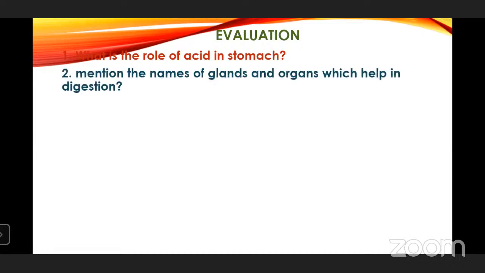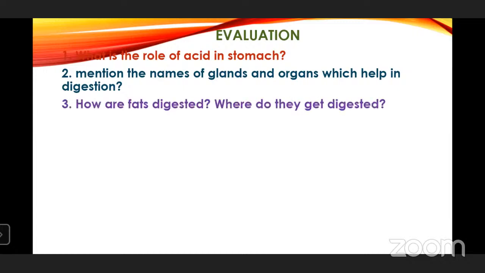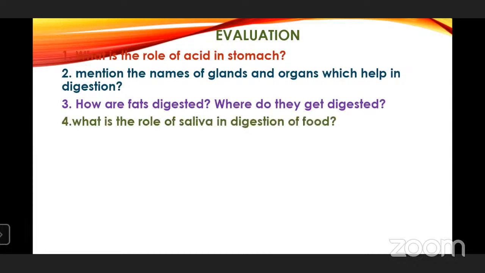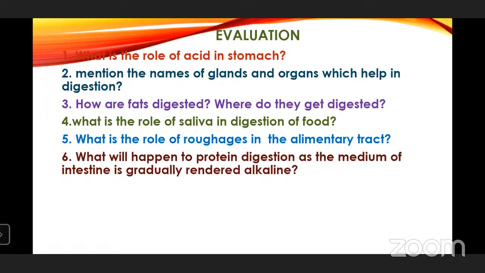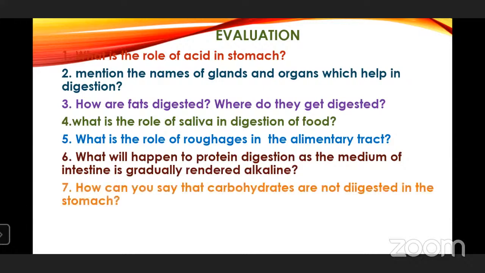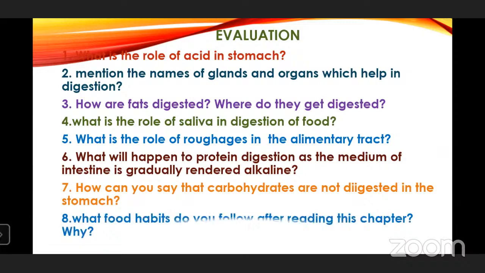What is the role of acid in the stomach, and mention the names of glands and organs which help in digestion. How are fats digested? Where do they get digested? What is the role of saliva in digestion of food? What will happen to protein digestion as the medium of the intestine is gradually rendered alkaline? How can you say that carbohydrates are not digested in the stomach? What food habits do you follow after reading this chapter?